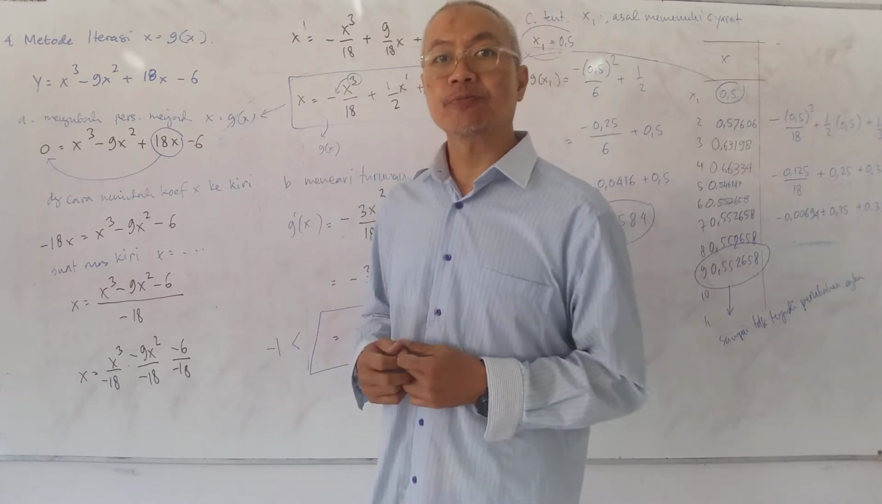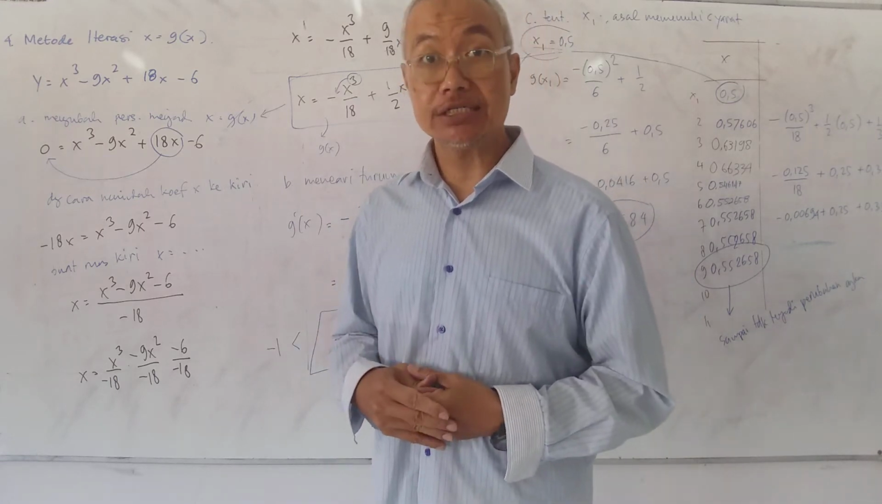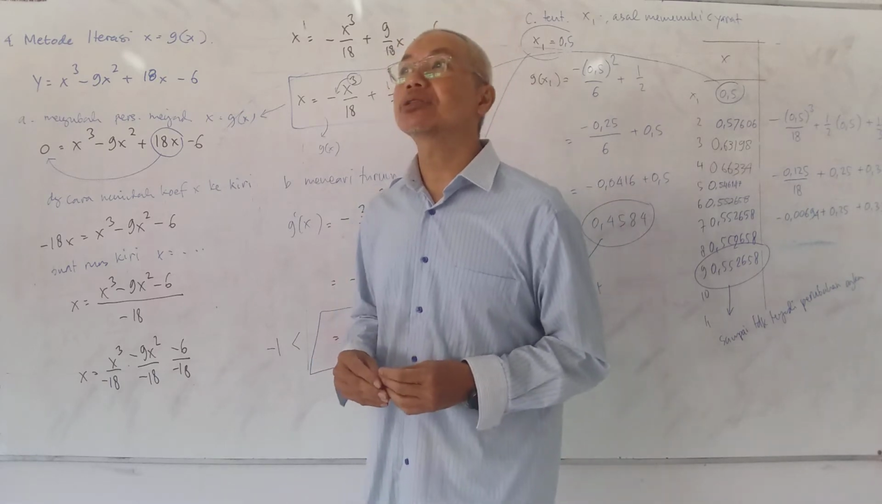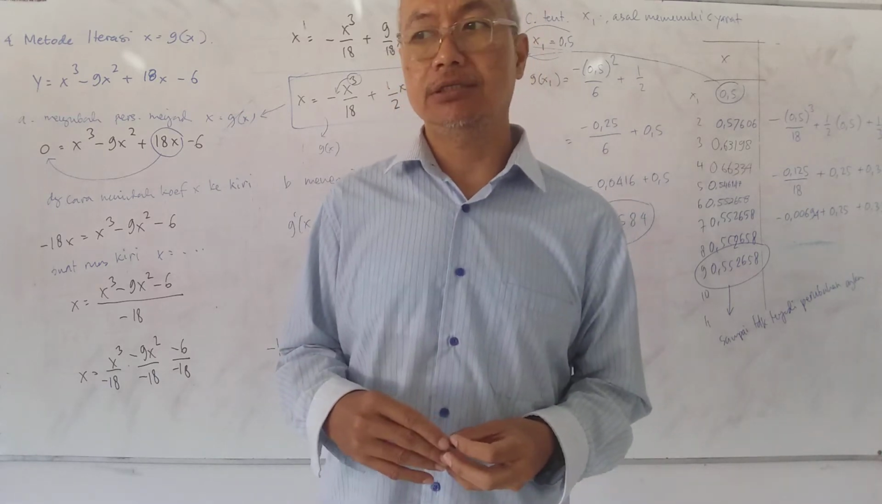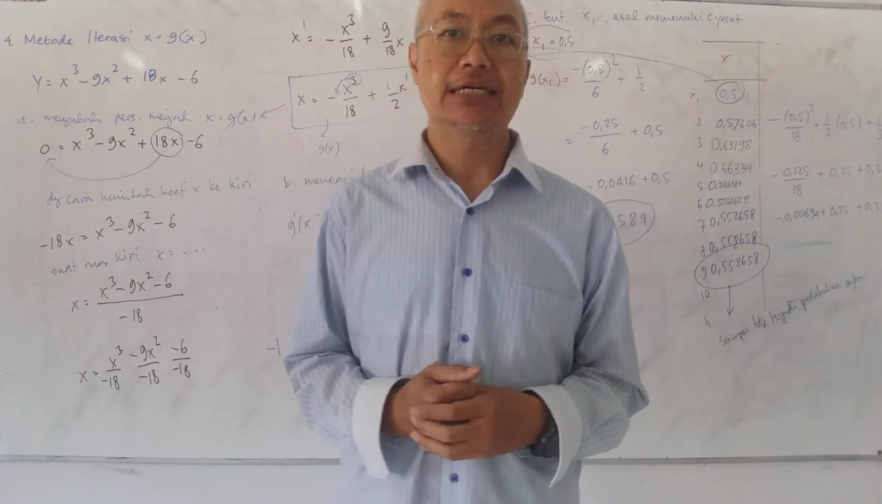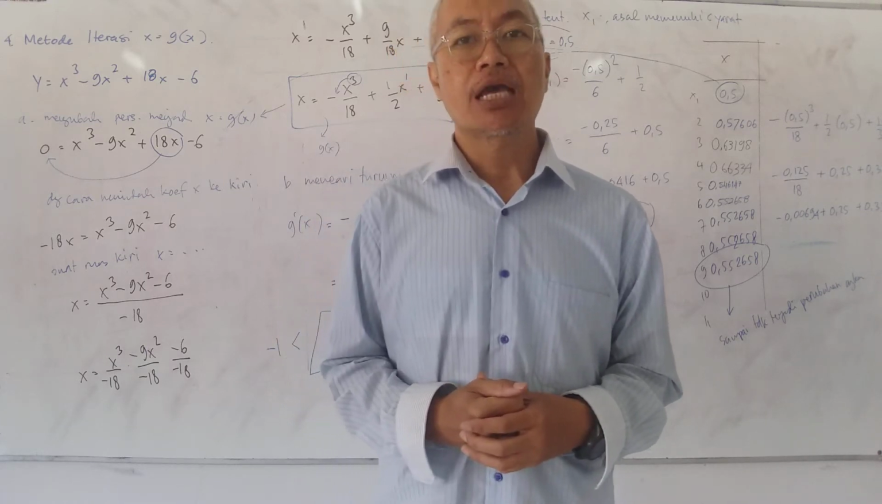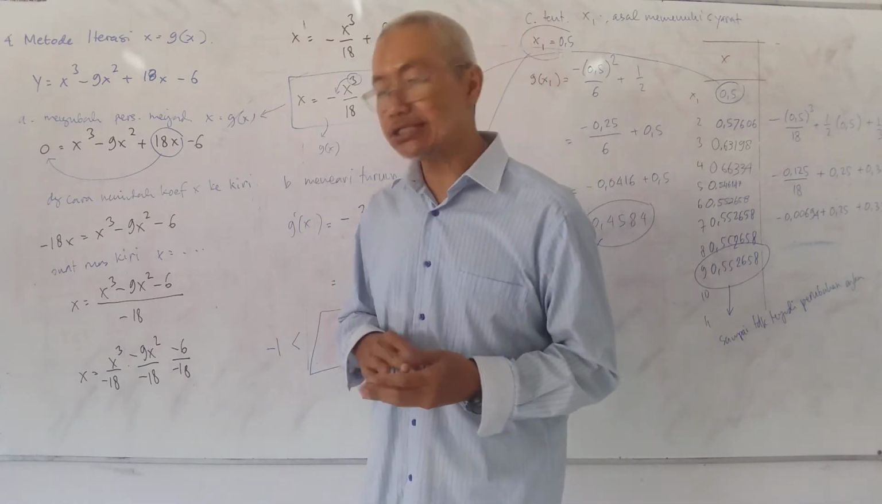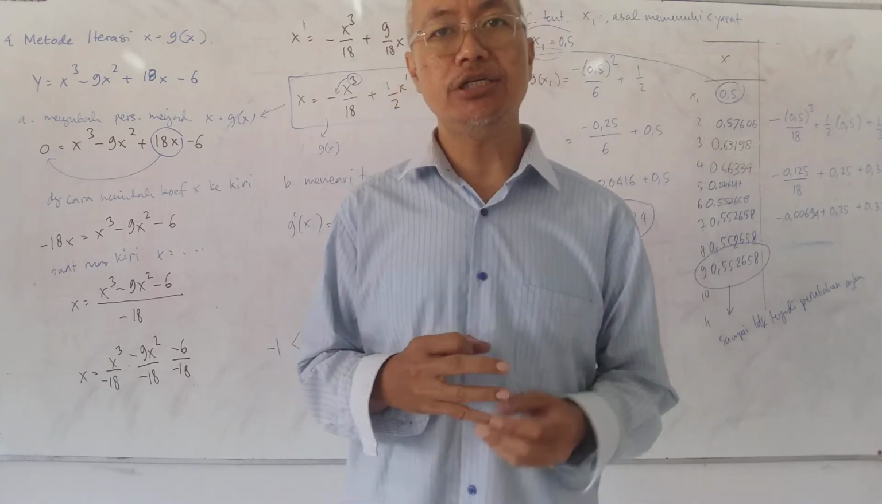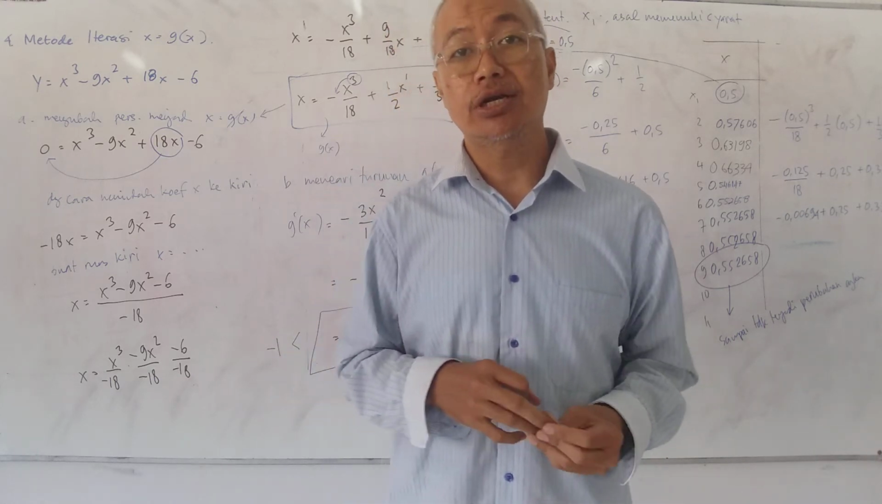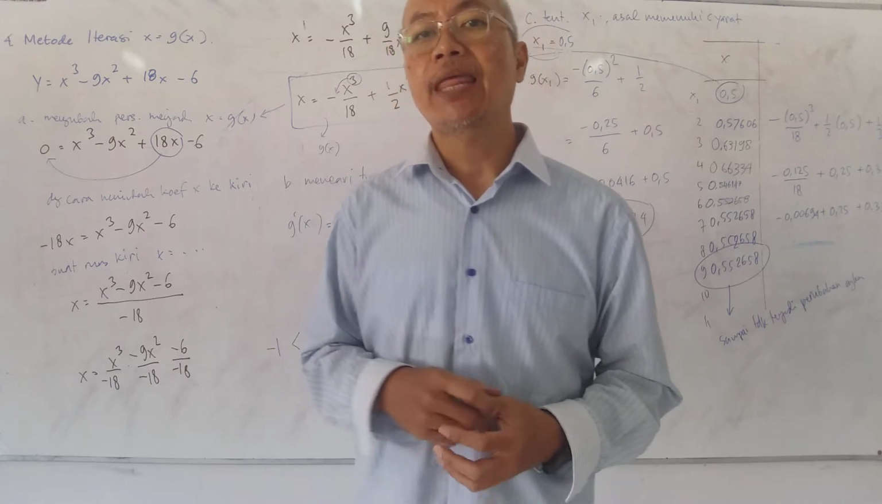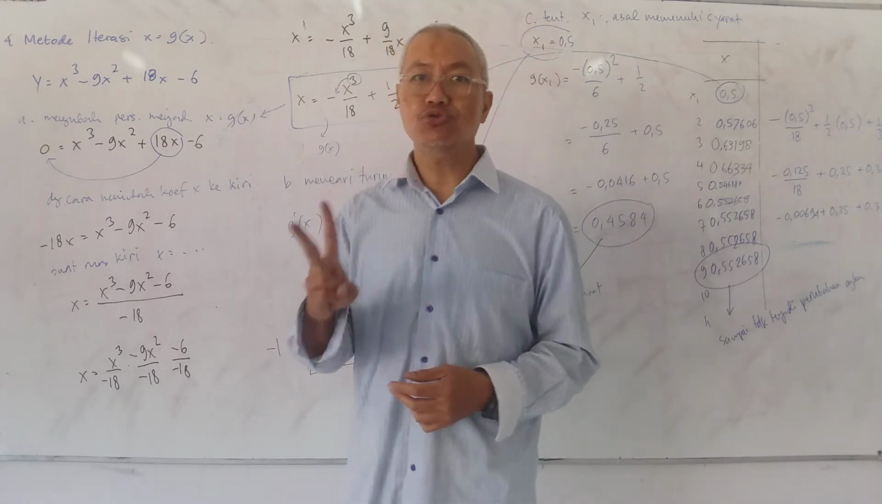Today I will continue our last week's discussion about how to find out the characteristic root of the equation. Last week we have already discussed three methods: bisection, tabulation, and also regula falsi or false position. And today I will give you two more methods.